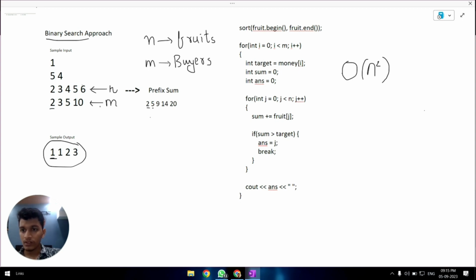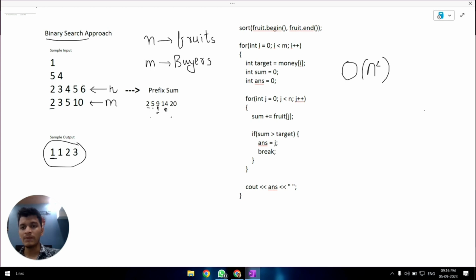Now he has 5 rupees, so he can buy the fruit of 2 rupees and 5 rupees. So he can buy 2 fruits, and he cannot buy the fruit of 9 rupees. That's why I can give the index of this element, that is 2. After that, with 10 rupees, he can buy the fruit of 9 rupees but cannot buy the fruit of 14 rupees. That's why he can give the index of 14 rupees.